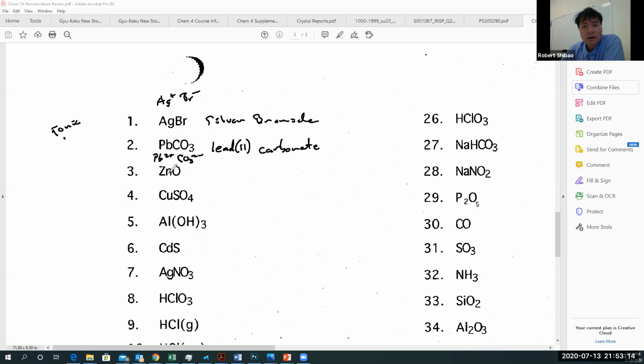Zinc, variable charge or fixed charge? Look at it on the periodic table. When you look at it on the periodic table, it's fixed. It's in the little island of fixed charges. Zinc is always 2 plus. Oxygen likes to be 2 minus, to be happiest. So we don't need a Roman numeral for this. Zinc is spelled with a C. Zinc oxide. Oxygen with a -2. Copper, fixed charge or variable charge?